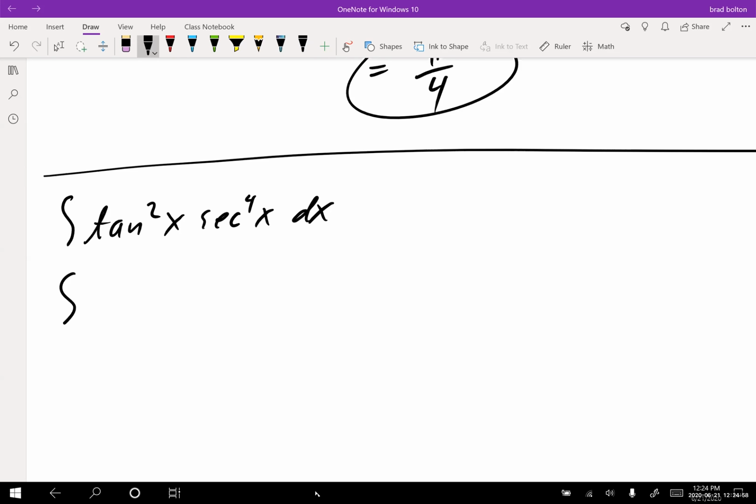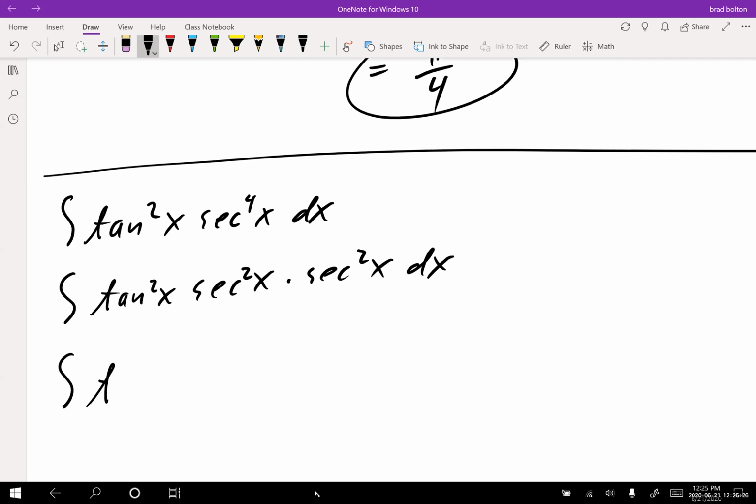So what I'm going to do is say, well, this is actually tan squared x secant squared x times secant squared x dx. So I'm going to save a secant squared because I know the derivative of tangent is secant squared. So if I let u be tangent, but then I still have this extra secant squared here, I can't have two du's. So what I'm going to do is a rewrite, just like we did before.